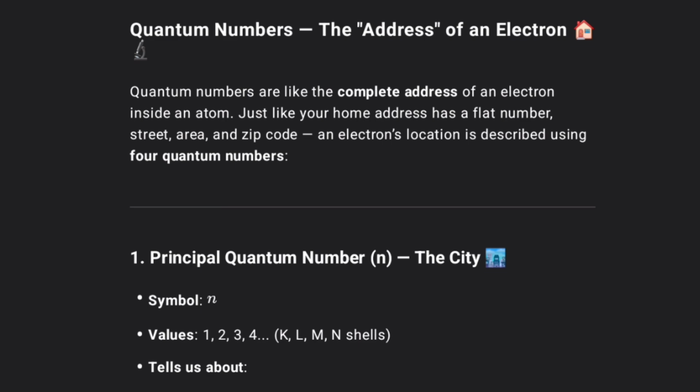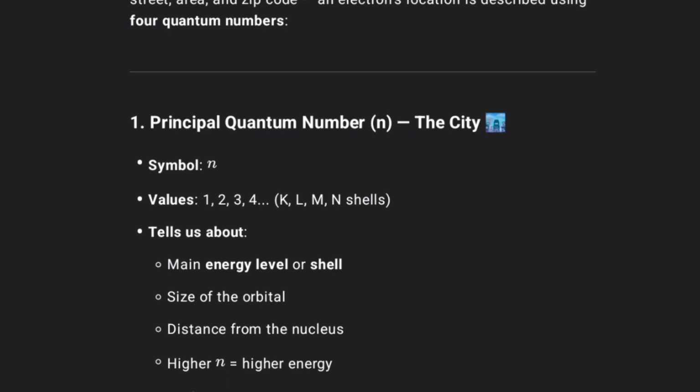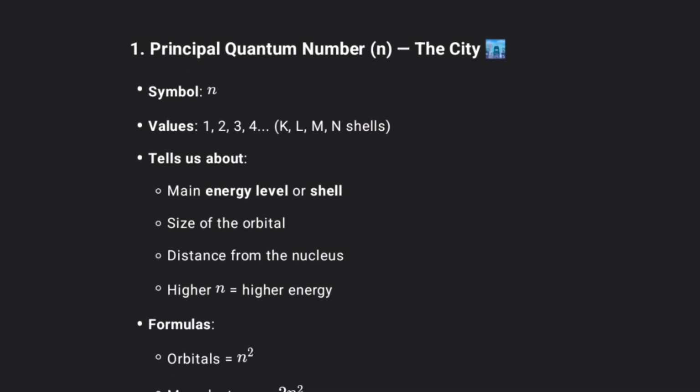One, principal quantum number n, the city. n values are 1, 2, 3, 4, the K, L, M, N shells. It tells us about the main energy level or shell, the size of the orbital, and the distance from the nucleus. Higher n means higher energy. Formulas: orbitals equals n squared, max electrons equals 2n squared.